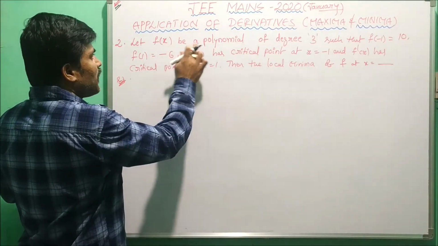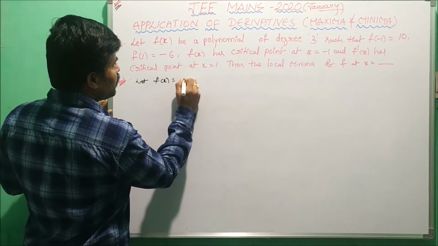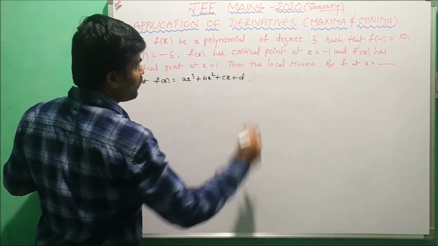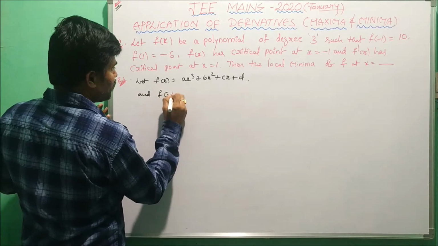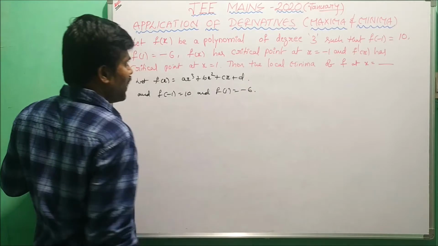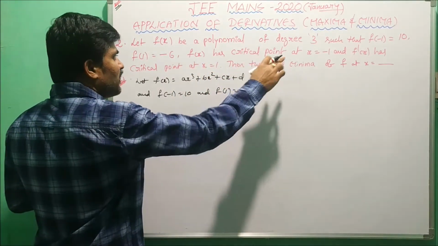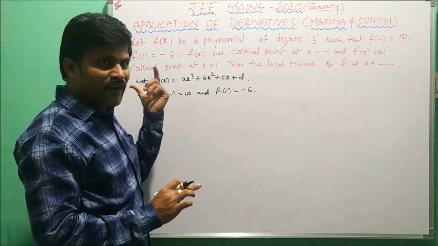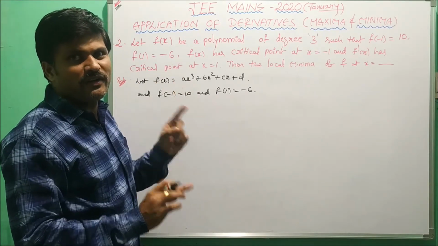Here given f(x) is a polynomial of degree 3. Let f(x) equals ax cube plus bx square plus cx plus d. Already given f of minus 1 equals 10 and f of 1 equals minus 6, and also given f(x) and f dash x have critical points at x equals minus 1 and x equals 1. Here critical point means the derivative of that function equals 0 at that point. That point is called a critical point.